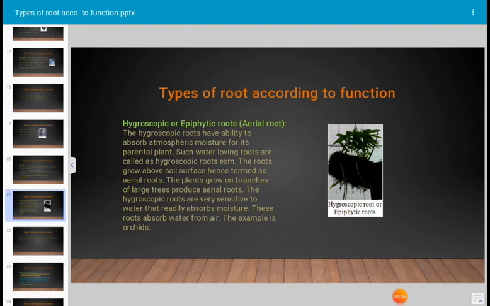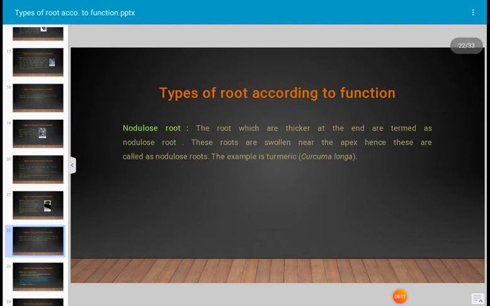The plants that grow on branches of large trees, that is epiphytes, produce aerial roots. The hygroscopic roots are very sensitive to water and readily absorb moisture. These roots absorb water from air. Example is orchids. Next. Nodulose root.